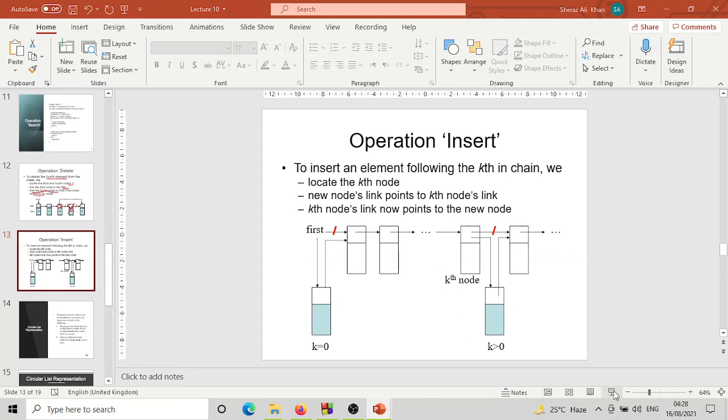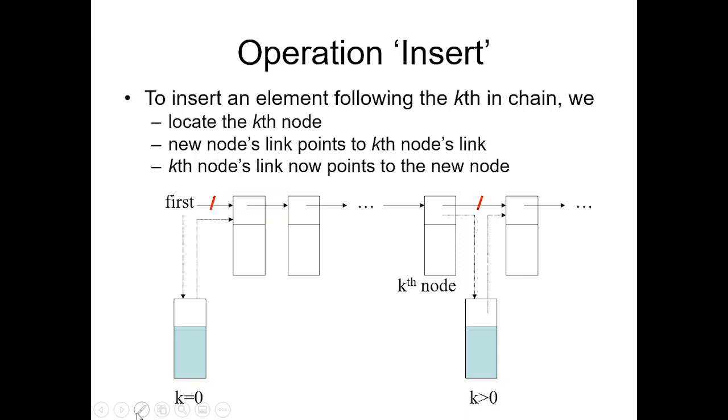Let me go to the slideshow. We are looking at two possibilities for the insert operation. One, when the position that you want to insert this node is 0, यूज़र कहेगा जी 0th node के बाद, यानी you want this new node to be the first node. If this is what you want, so this is different than this case where we want to insert the node after the kth node where k is greater than 0.